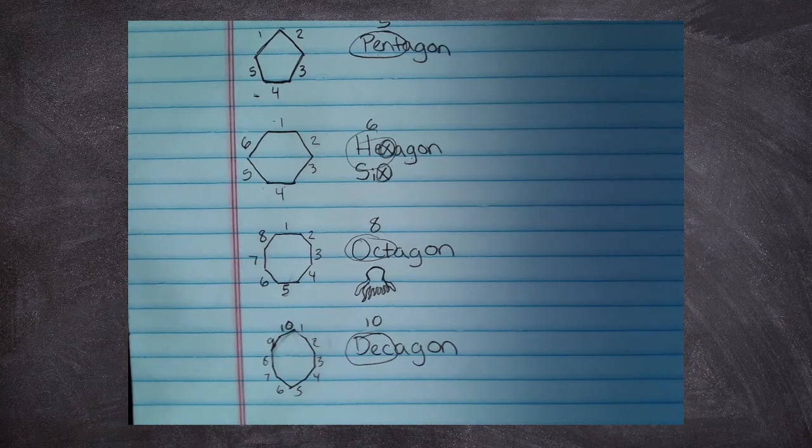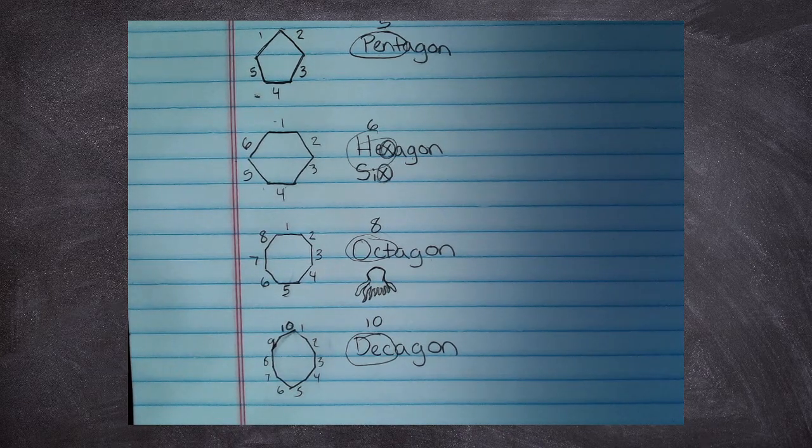There are two different ways that you could use to remember decagon and how many sides it has. One is you could think of the word decade, if you've ever heard it. A decade is a group of 10 years.